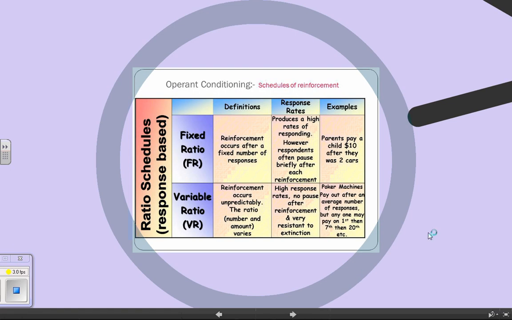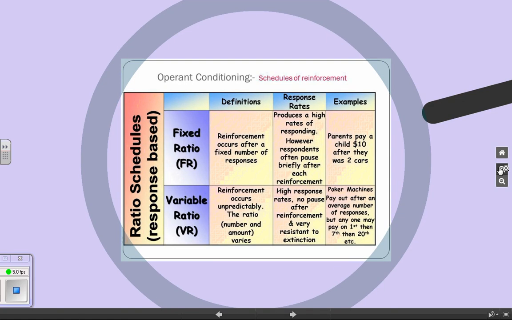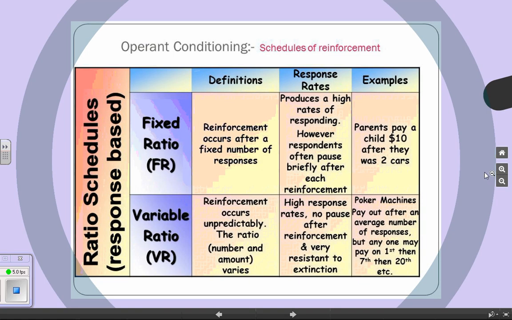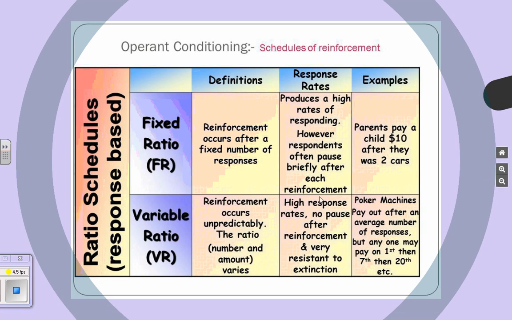Let's take it further. I want you to understand the definitions and the difference in the response rates and have an example for each one of you and each one of the cases. I really don't care if all of you learn these examples. Why?